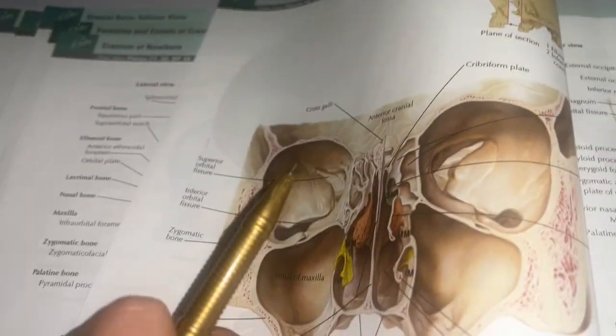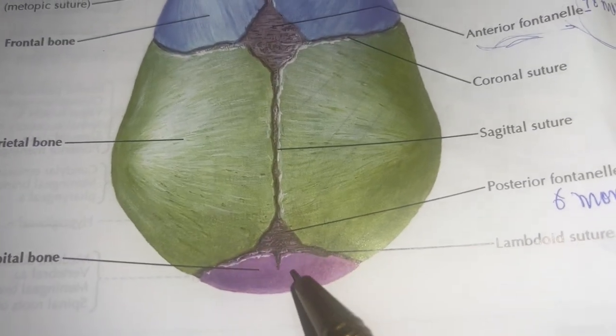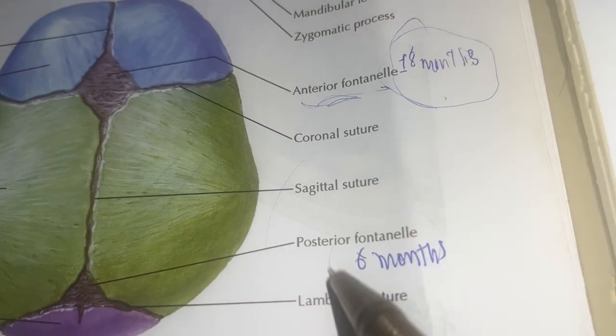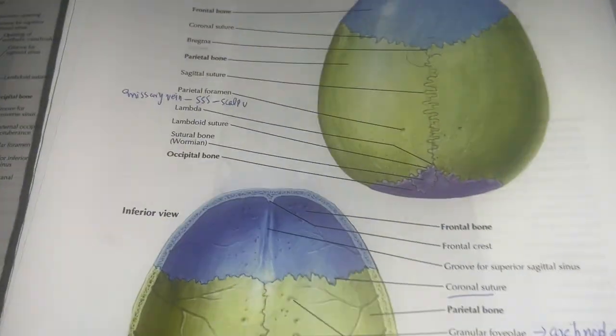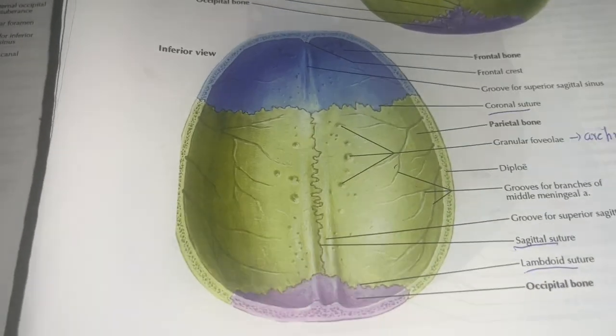The lambda is represented by the posterior fontanelle in the newborn. This is the posterior fontanelle, and it is triangular in shape and it closes at the age of 6 months. So the posterior fontanelle is represented by the lambda, while the anterior fontanelle is represented by the bregma. Okay, this is the internal view of the Norma Verticalis.